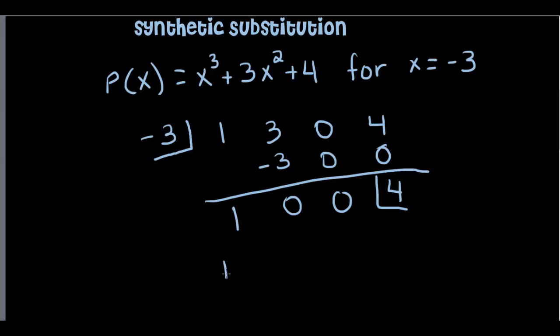So how do you write your answer? You're going to write p of -3. So the value of the polynomial when x, I'm sorry, I made this wrong. The value of the polynomial when x is -3 equals 4. And that's the answer.